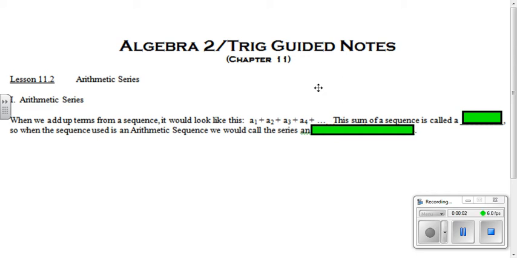Lesson 11.2 is all about arithmetic series. In 11.1 we talked about arithmetic sequences. Now we're going to learn what a series is. So when we add up all the terms from a sequence, it would look like this.